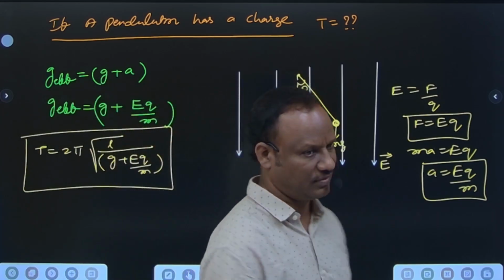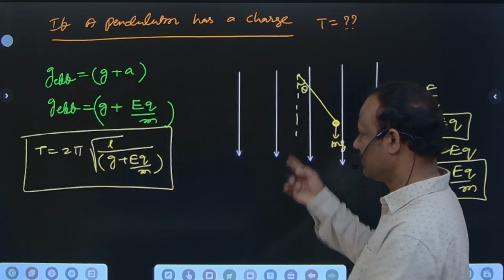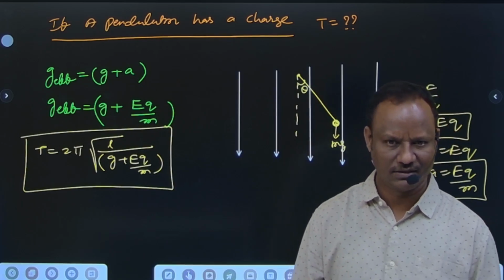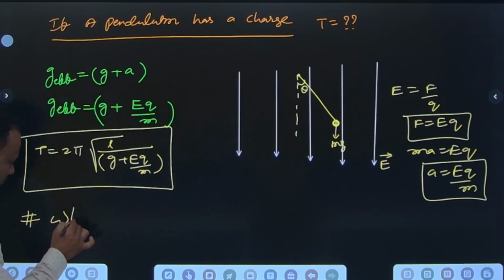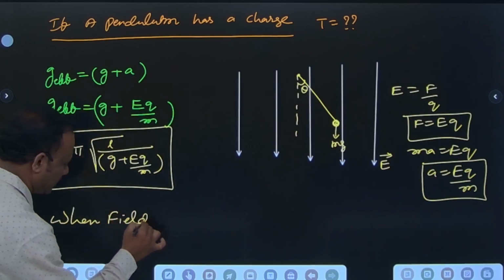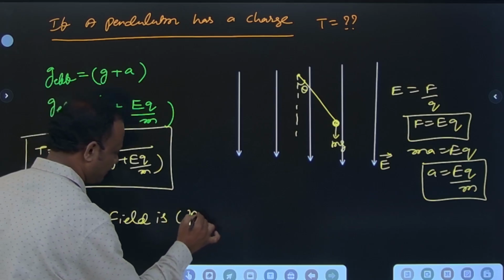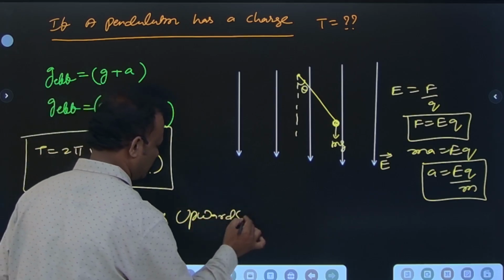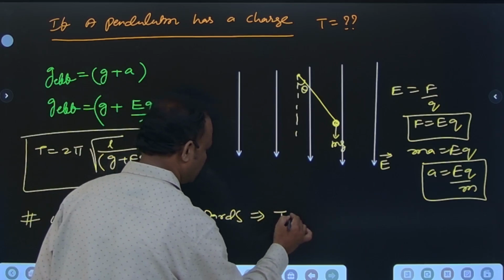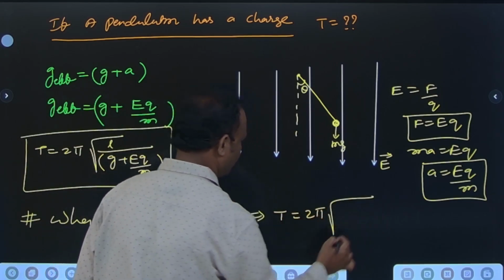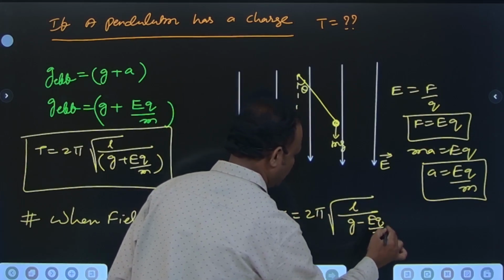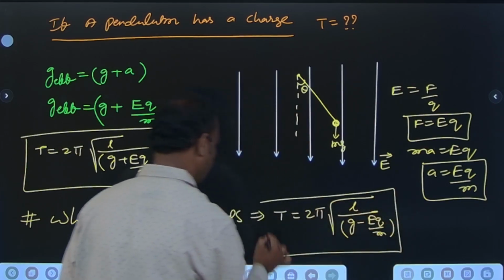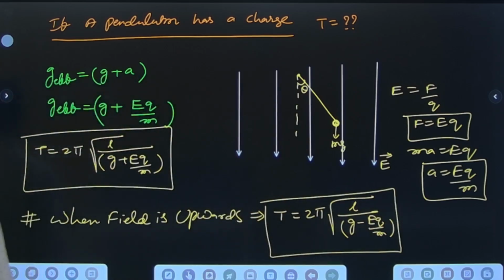If the field is downward, can you guess what happens if the field is upward? Minus. Okay. So next one. Similarly, when the electric field is upwards, then time period T is equal to 2 pi under root of L by (G minus EQ by M). This is the time period of oscillation.